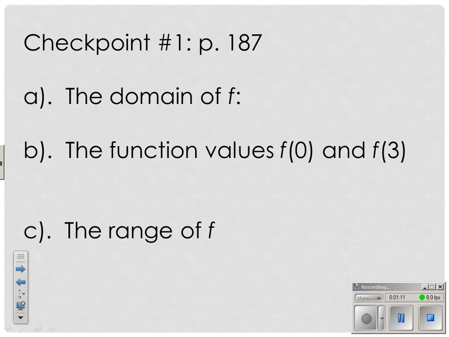Take a look with me at the bottom of page 187. Checkpoint number 1 down there. We're going to find the domain of f. Okay, well if we are looking at the domain of f, what x values are represented by that upside down parabola?